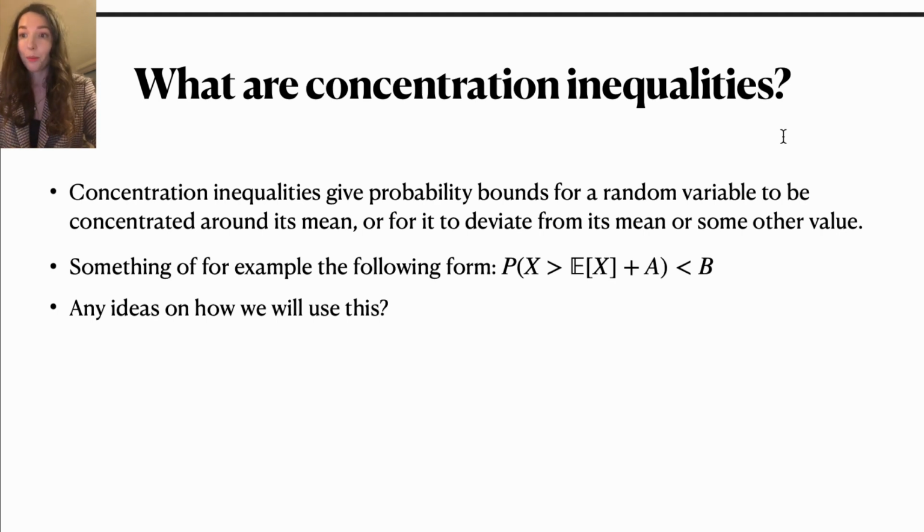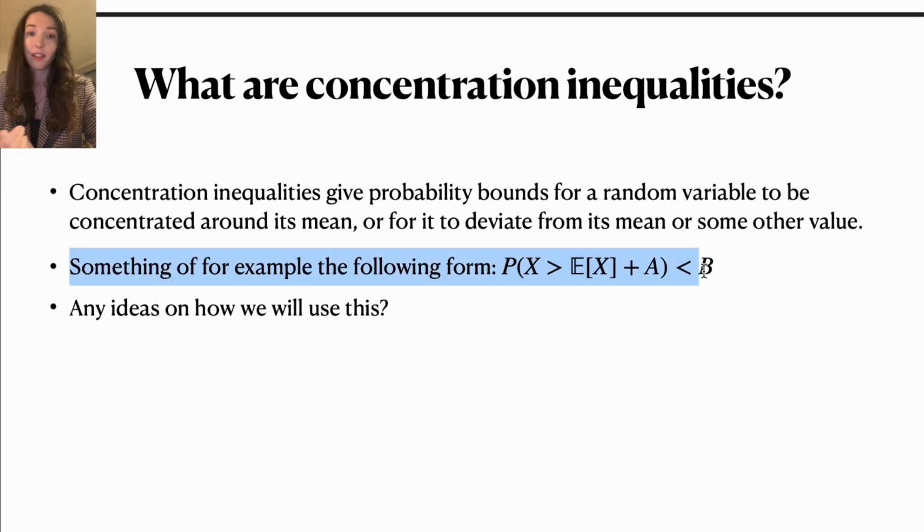So for example, it could be something like this, where we say, what's the probability that our random variable x deviates an amount a from the expected value of x itself? And ideally, we want to bound this by some other constant, in this case, b.